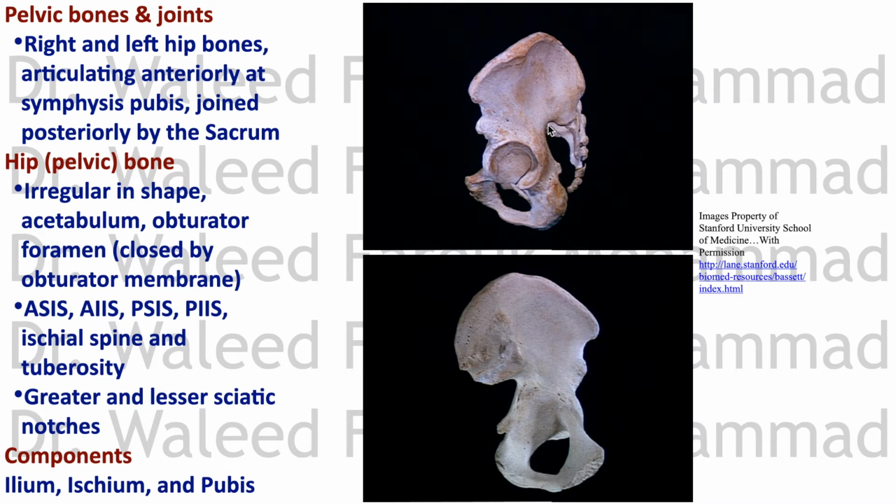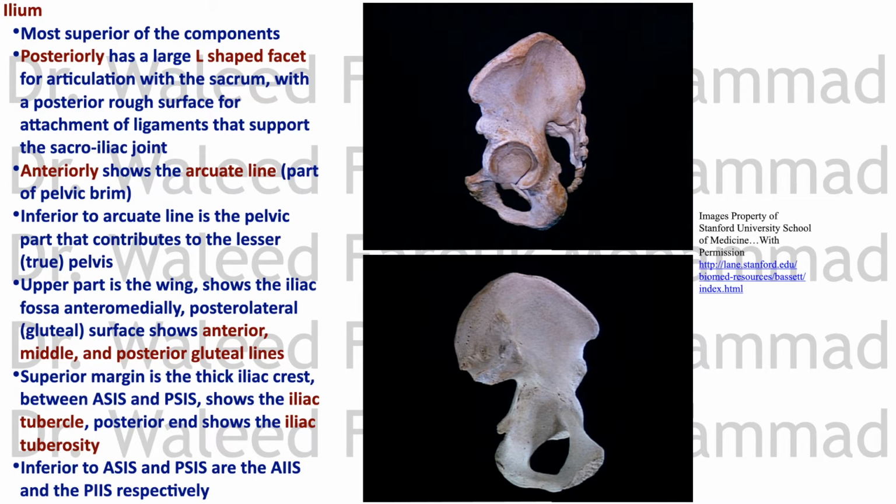Now don't be confused. The greater sciatic notch is not between the posterior superior and posterior inferior, as you can see. It's between the posterior inferior iliac spine and the ischial spine, part of the ischial bone. Now there are three bones, three components: the ilium and the ischium and the pubis. The pubis is the anterior part, the ischium is the posterior part, and the upper part is the ilium. So we'll be studying these individually.